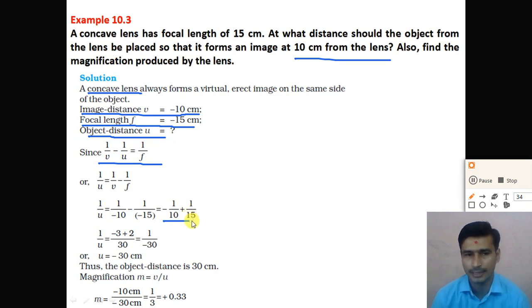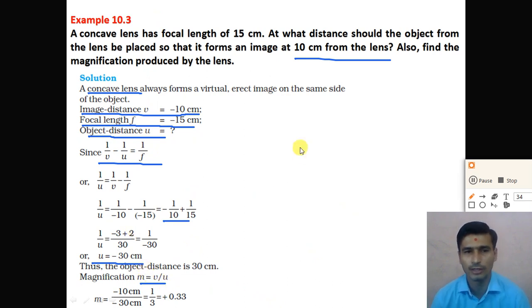Taking the LCM, we get 1 by u is equal to minus 3 plus 2 divided by 30. So we get the object distance u is equal to minus 30 centimeter. So the object is placed at a 30 centimeter distance in front of the concave lens, right? Now what is the formula of the magnification? Magnification m is equal to v divided by u. So we put the value of v and the value of u.